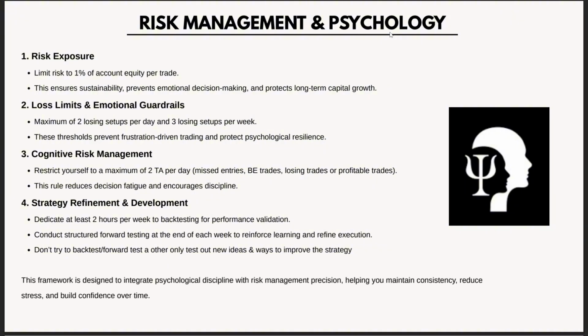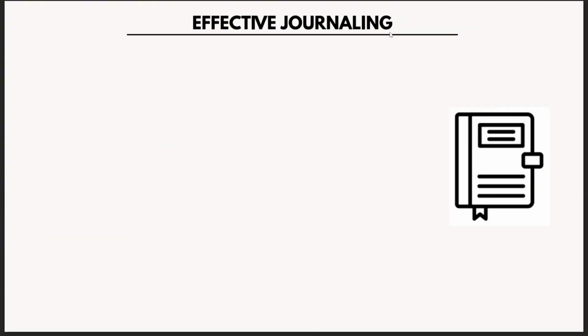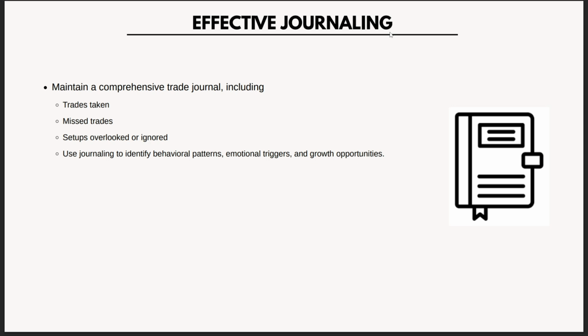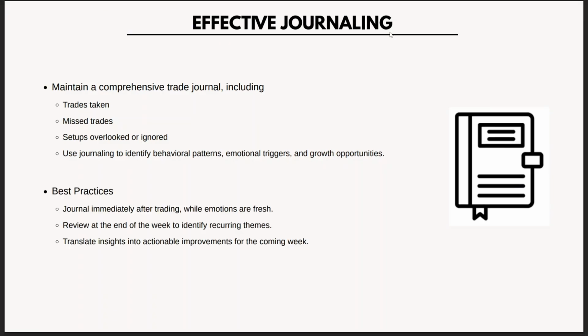This framework is designed to integrate psychological discipline and risk management precision, helping you maintain consistency, reduce stress, and build confidence over time. And this is an effective journaling practice that I actually adopted and also teach my students. So you want to maintain a comprehensive trading journal. This should include the trades you take, the missed trades, and the setups overlooked or ignored. And you want to use your journal to identify behavioral patterns, emotional triggers, and places you can grow and make changes.